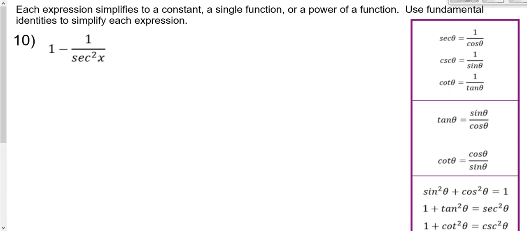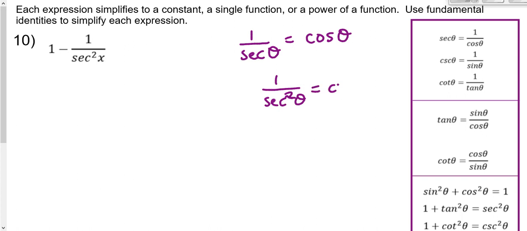I want you to stop and think about what you would do here. You have a plan? Are you thinking what I'm thinking? What is 1 over secant theta equal to? The reciprocal of secant is cosine. You can use theta or x or whatever. So 1 over secant squared theta is cosine squared theta. So we have 1 minus cosine squared theta, actually x. 1 minus cosine squared x.